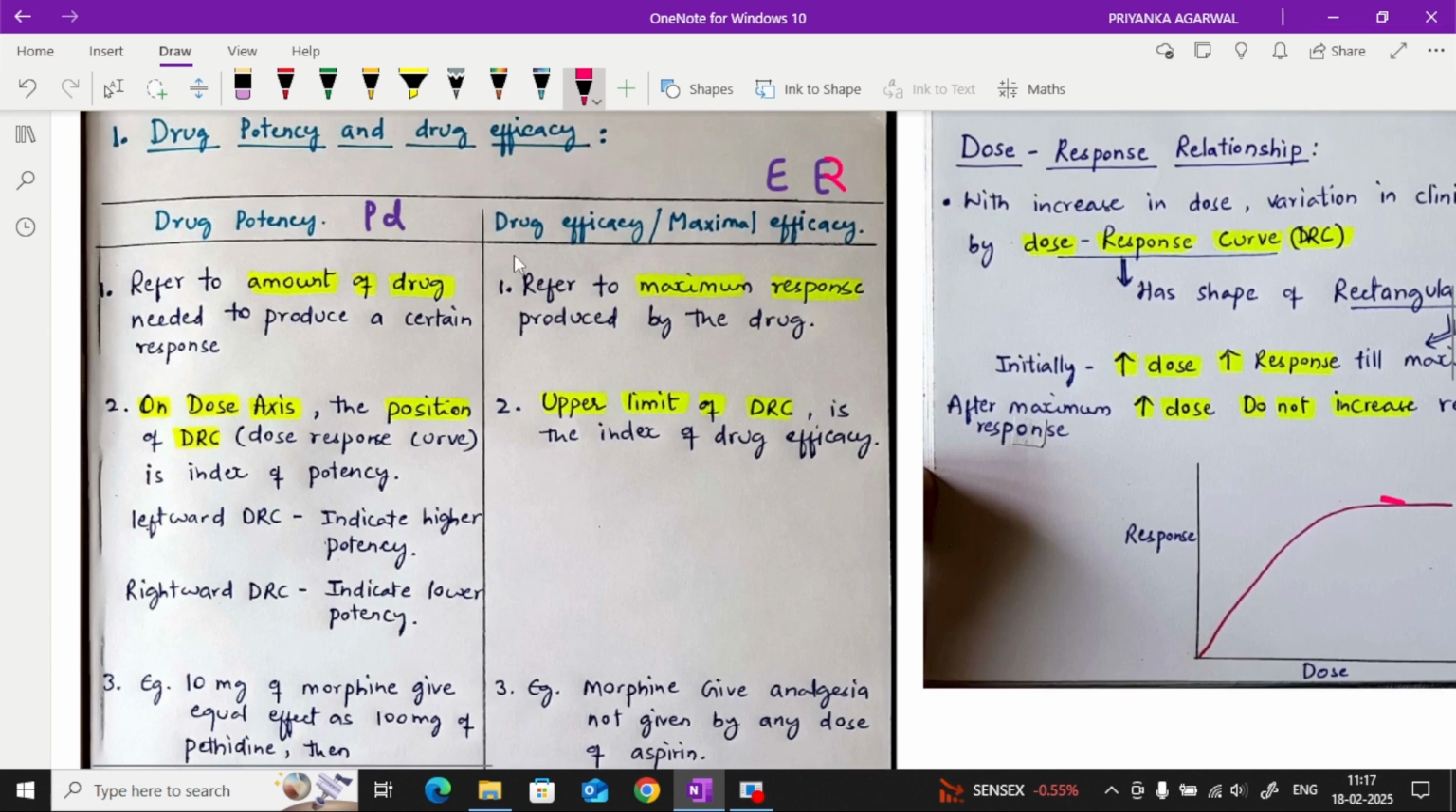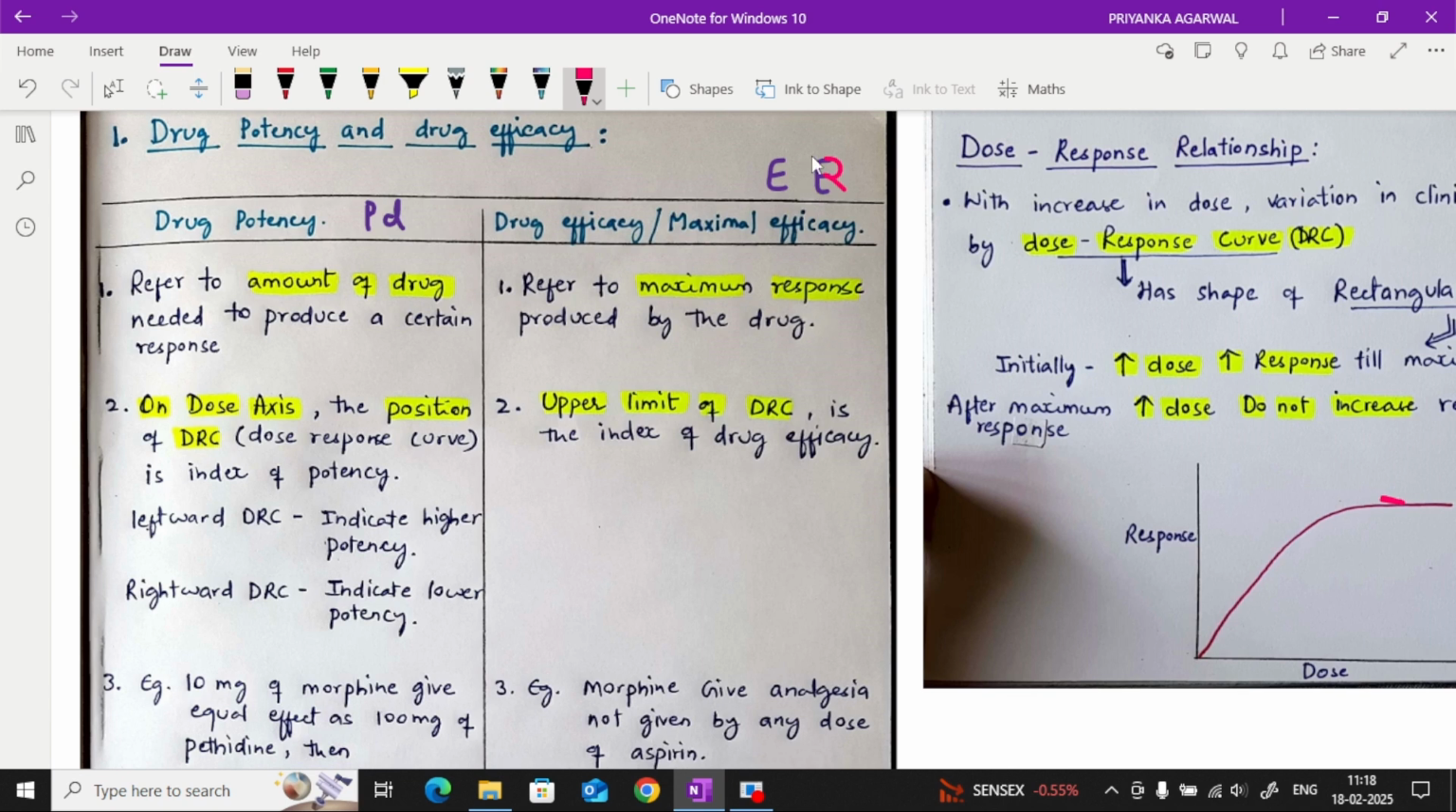Now let us see drug efficacy or maximal efficacy. Drug efficacy is the term used in Tripathi. Maximal efficacy is the term used in Padmaja. So both questions are the same. This refers to the maximum response produced by the drug.